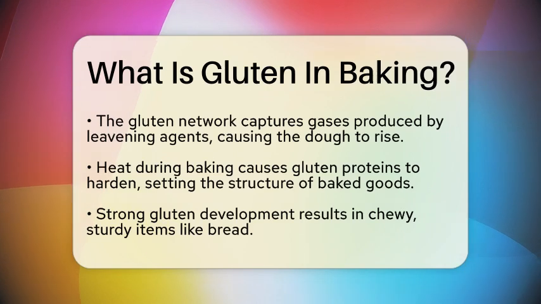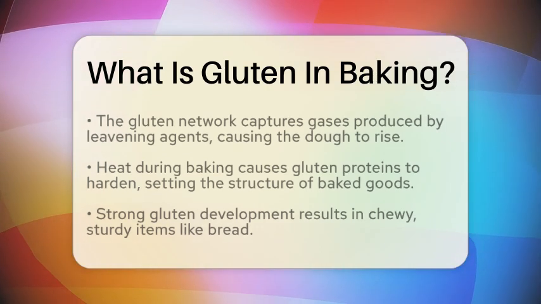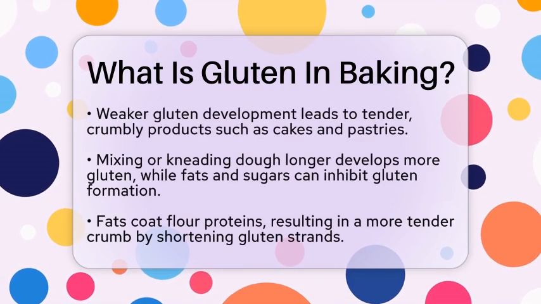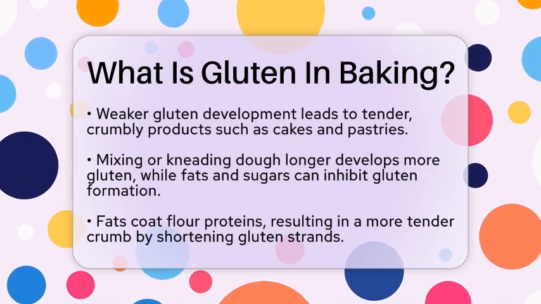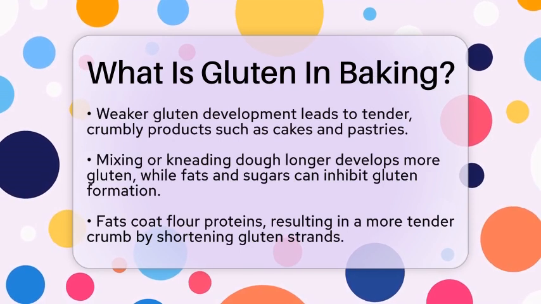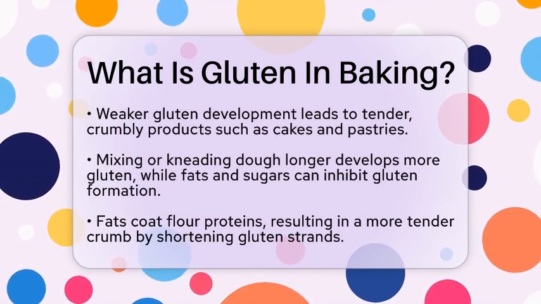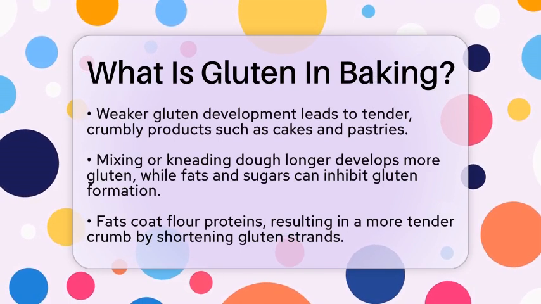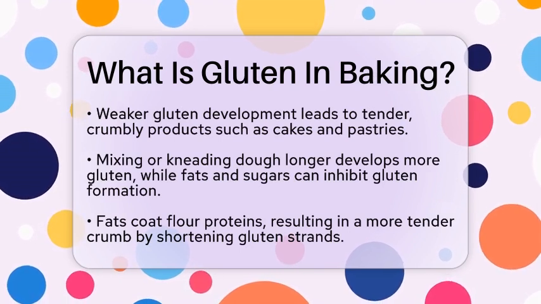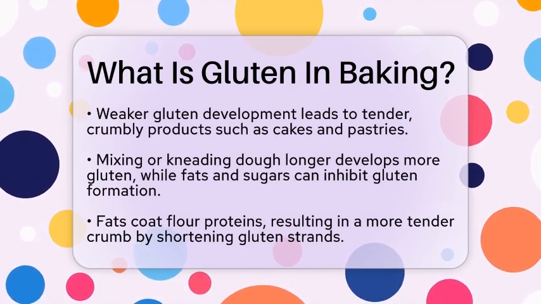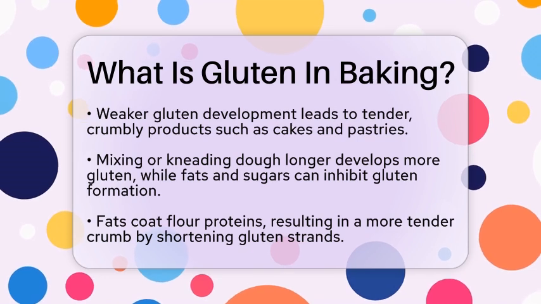The degree of gluten development can greatly affect the final product. A strong gluten network results in chewy, sturdy baked goods like bread. On the other hand, weaker gluten development leads to tender, crumbly items like cakes and pastries. Knowing how to control gluten formation is a vital baking technique. For instance, mixing or kneading dough for a longer time develops more gluten.